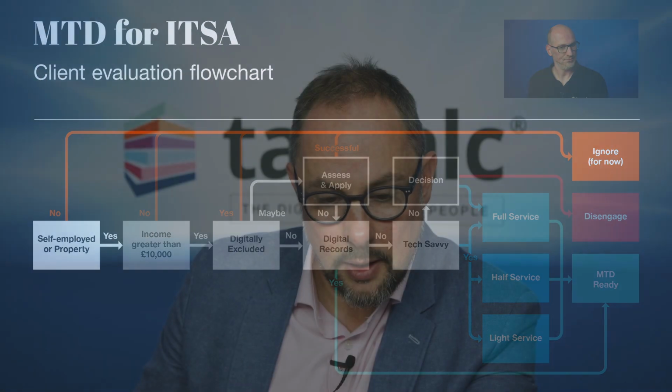But then there are other areas that you might want to take into account down the line. For clarity, it's the self-employed individuals and individual property landlords that are the first tranche that come into MTD for ITSA from April 24.